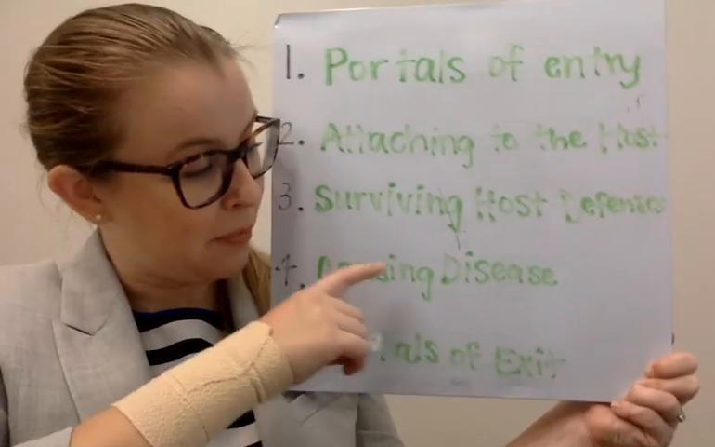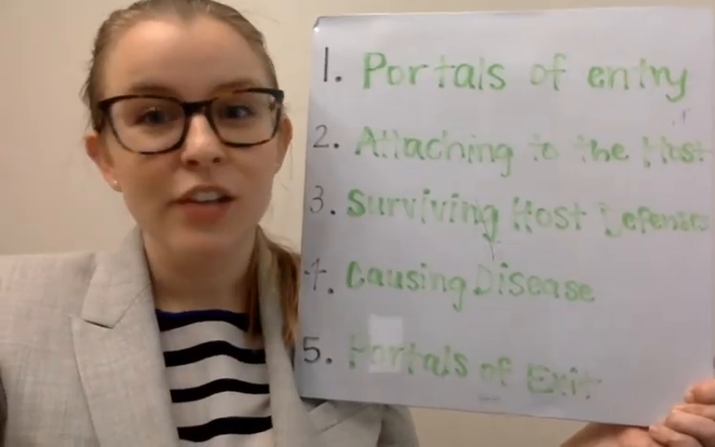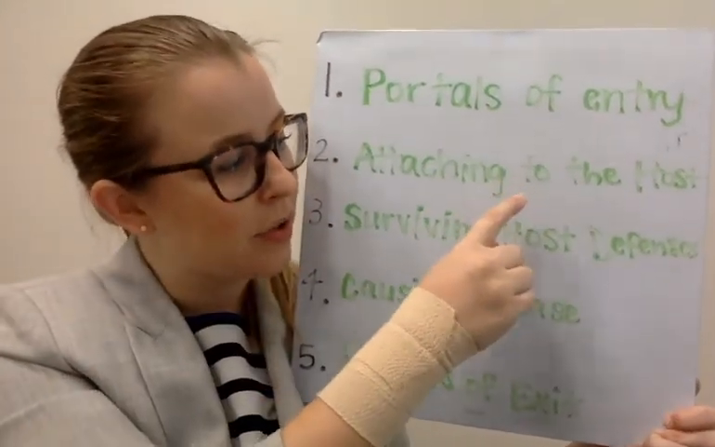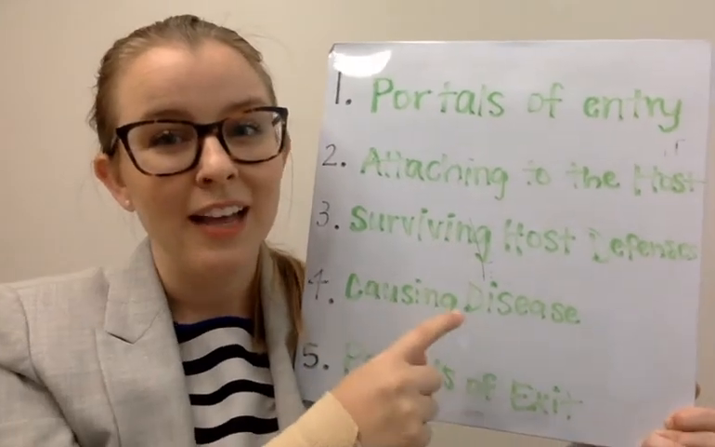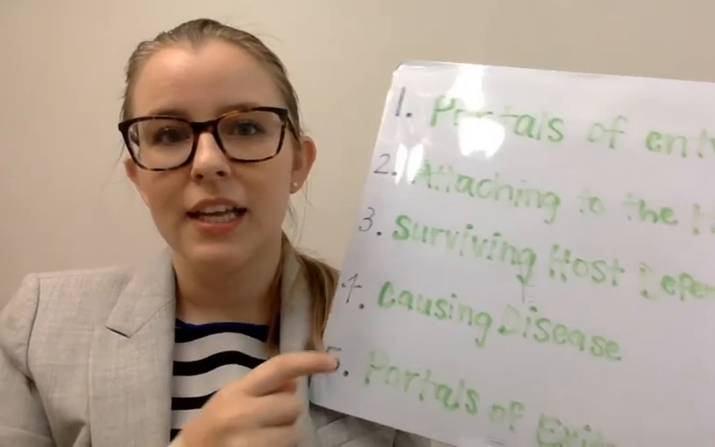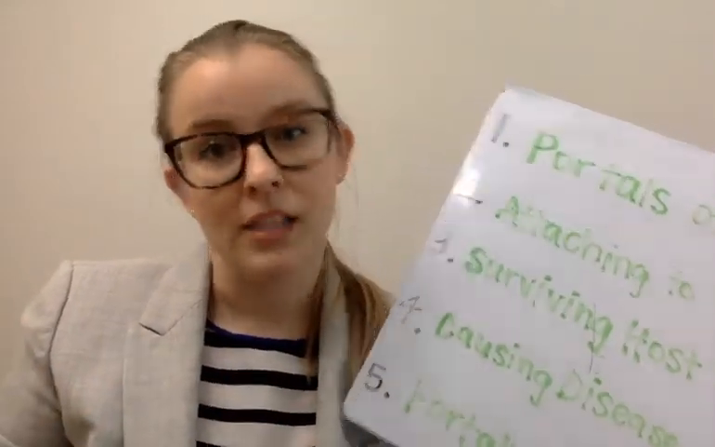We've made it to step 4, causing disease. So now that our microbes have made it into the body, they've attached to the host cell, they've survived the host defenses, now they're actually going to mess things up. And how they do this is through one of 3 possible ways.